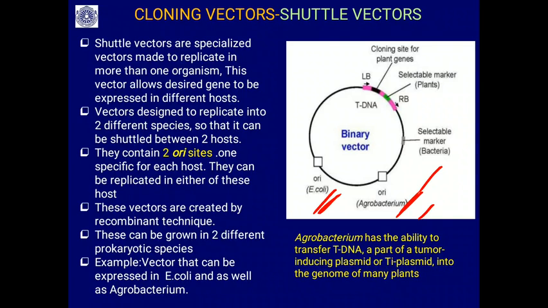Agrobacterium has the ability to transfer the tDNA, a part of the tumor inducing plasmid. Agrobacterium has a plasmid with a sequence called tDNA. So this tDNA, or the Ti plasmid, is transferred into the genome of many plants. That's why it has a selectable marker for plants and a selectable marker for bacteria. There is a cloning site, the MCS. You can see the left border of the tDNA and the right border of the tDNA.